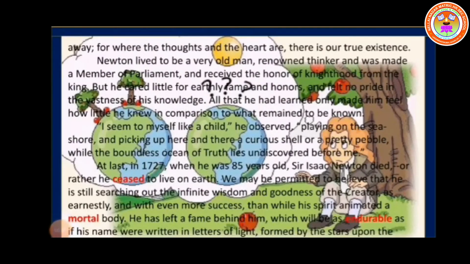And at last, in 1727, when he was 85 years old, Sir Isaac Newton died. Or rather, he ceased to live on earth. He stopped living on earth at the age of 85.